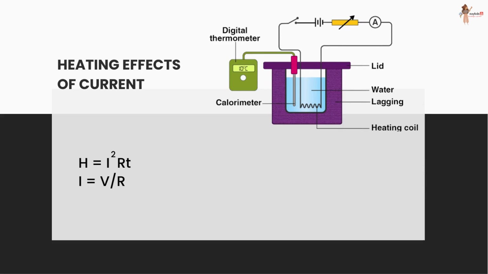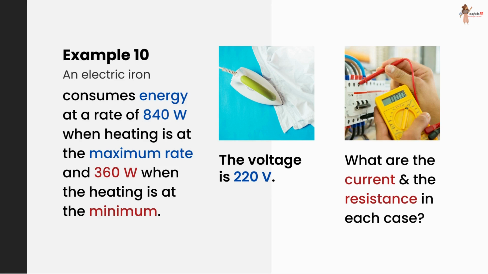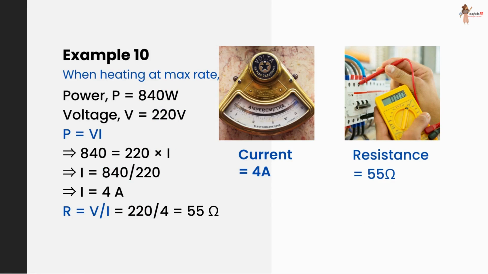Now let's see one example. An electric iron consumes energy at a rate of 840 watt when heating is at the maximum rate and 360 watt when the heating is at the minimum. The voltage is 220 volt. What are the current and the resistance in each case?